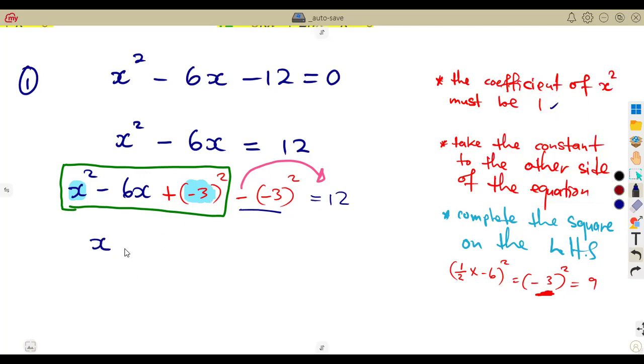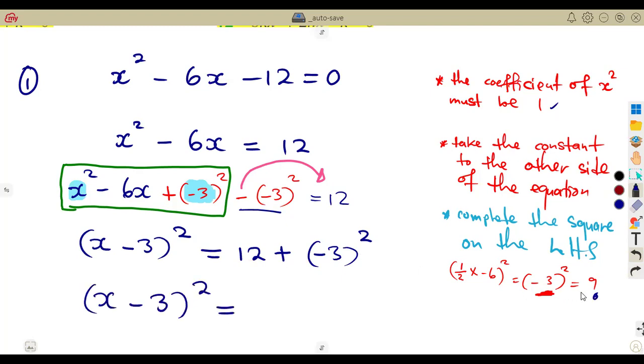Factorize: x minus 3 squared is equal to what? Remember, we are taking the minus there to the other side of the equation so that it will be a plus. So we'll be having plus minus 3 squared, which is simply what? 9. Remember, minus 3 squared is 9. It's equal to 12 plus 9. The number that we are having there is 9. So we're simply going to add, which is 21. So that's what we have at the end.